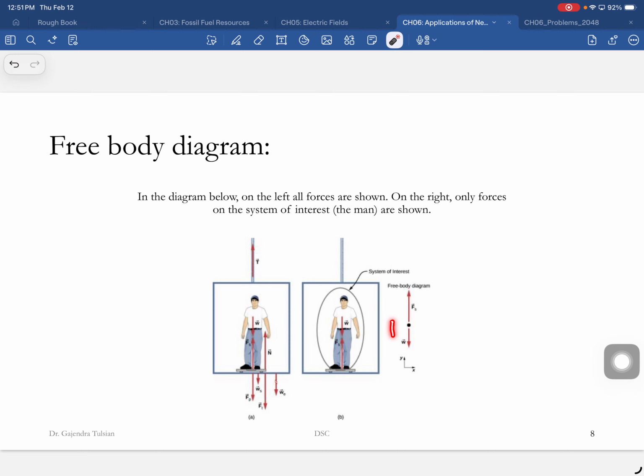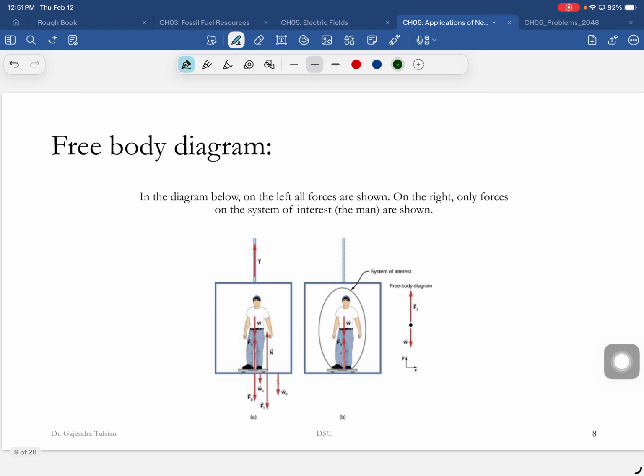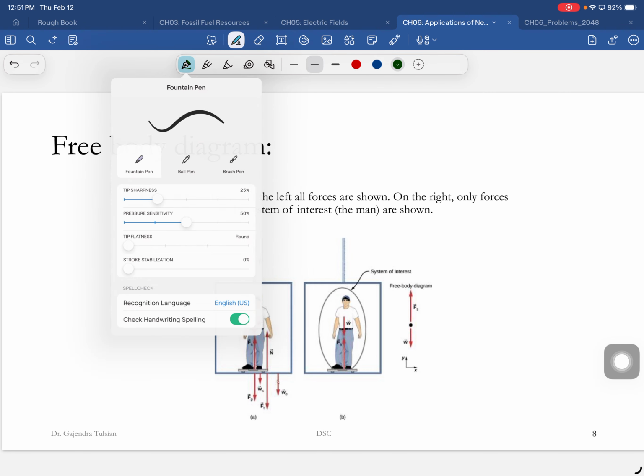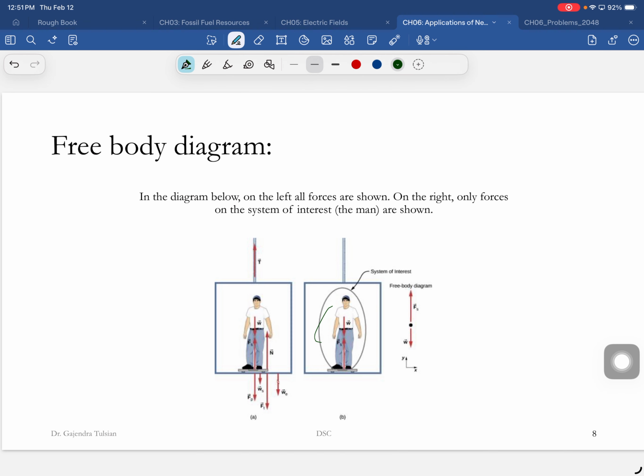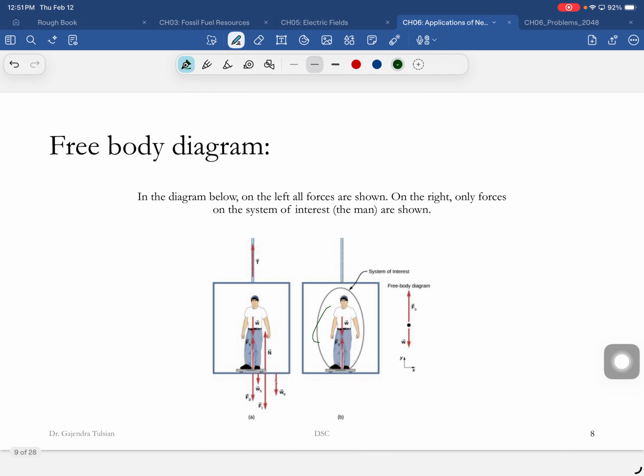What if the elevator is accelerating this way and the acceleration is equal to g? You'd be weightless, that's right. That's free fall. And that's what happens in the International Space Station. You're in free fall. You'd be weightless for a few seconds.